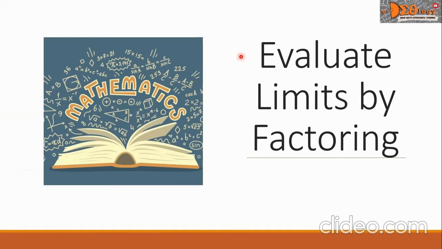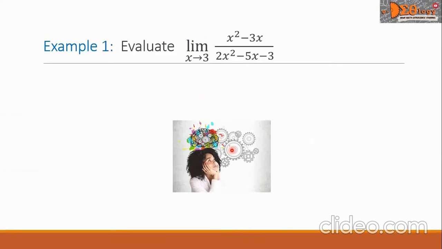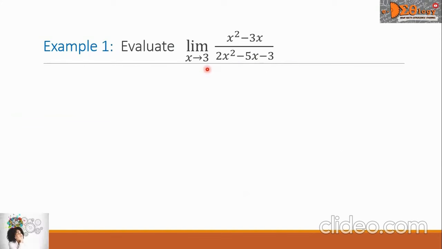Today, we're going to evaluate limits by factoring. Example 1. Evaluate the limit of this rational function, x squared minus 3x all over 2x squared minus 5x minus 3, as x approaches 3. For our solution, let us copy this limit problem down here.